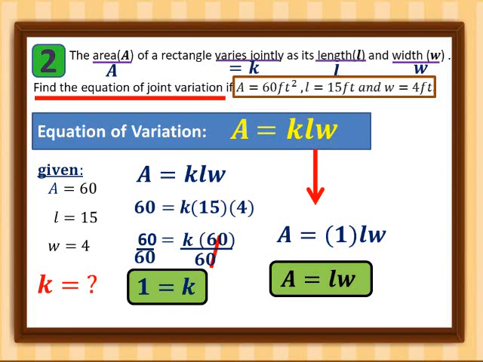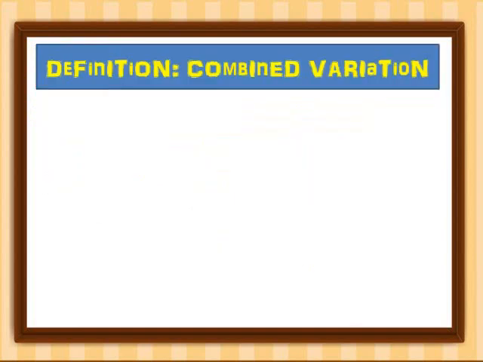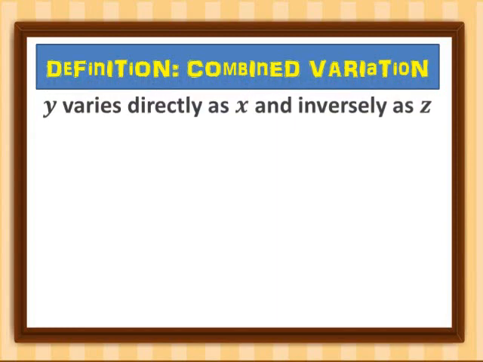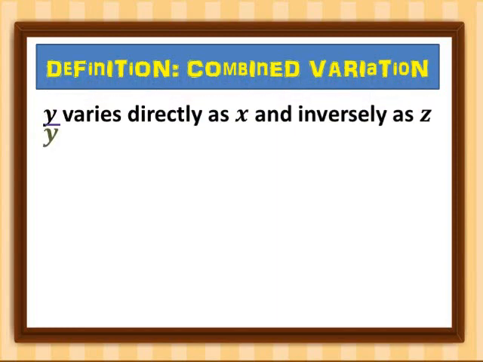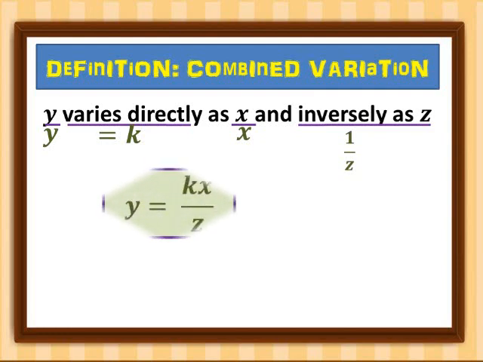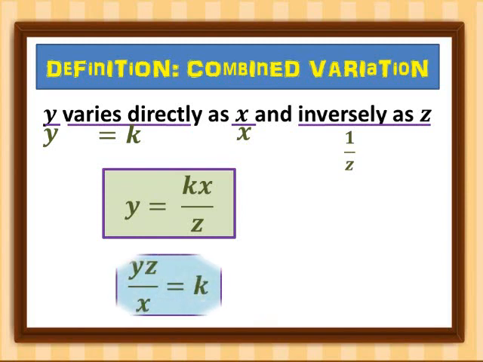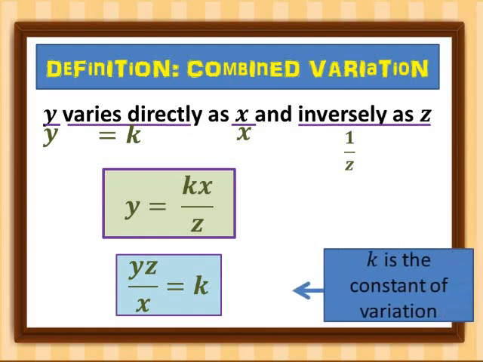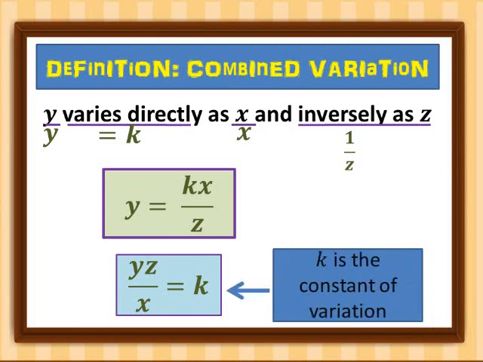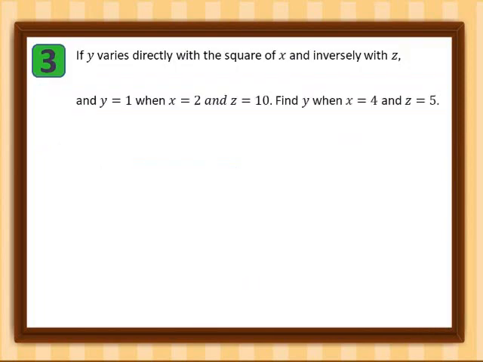Now let's have this time the combined variation. So we have y varies directly as x, again, it's equal to k times x. But take note, this time there's the word inversely as z. So we have here y is equal to kx over z, or we could have yz over x is equal to k, where k here is the constant of variation. Okay, let's have an example for combined variation.